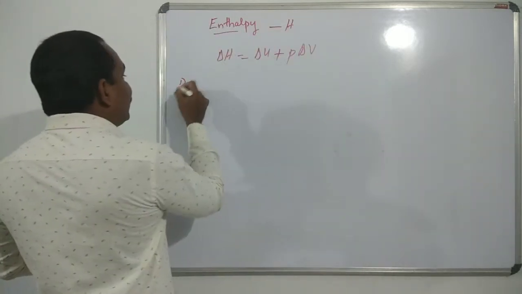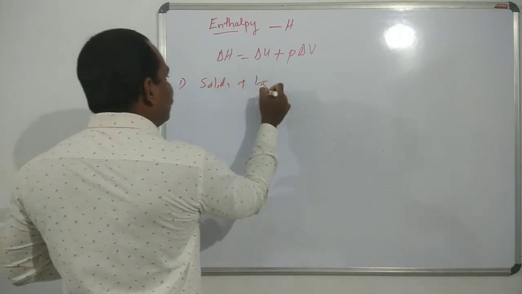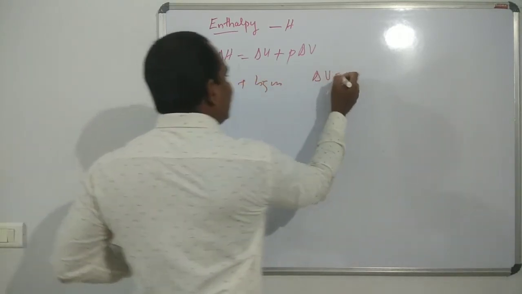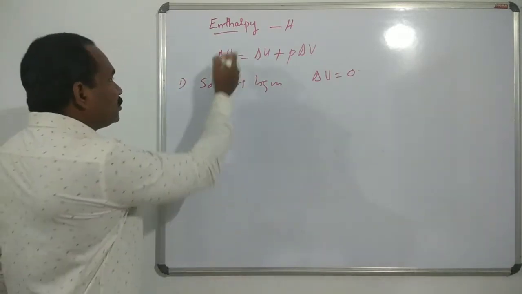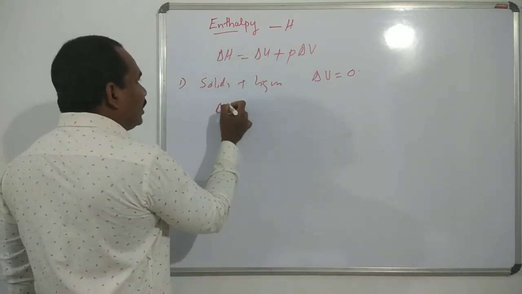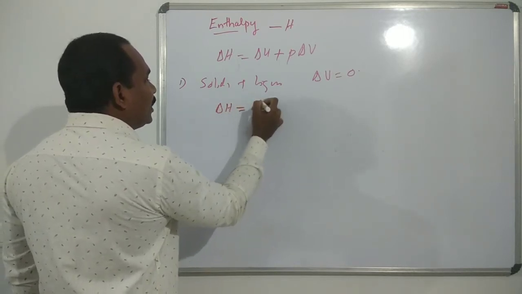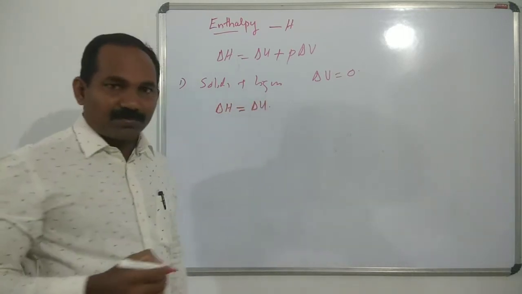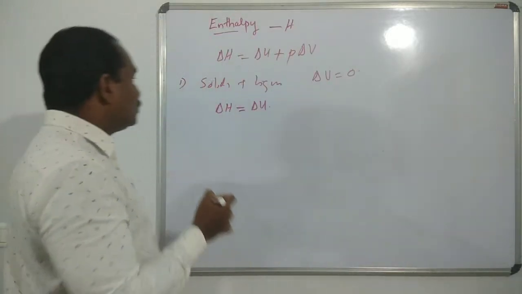The first case is for solids and liquids. For solids and liquids, delta V is equal to 0. Volume change is equal to 0. So what about this equation? In such cases, delta H is equal to delta U.